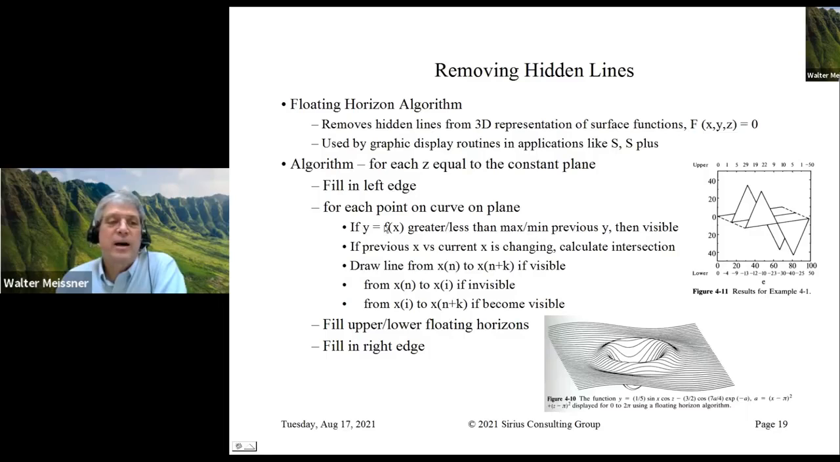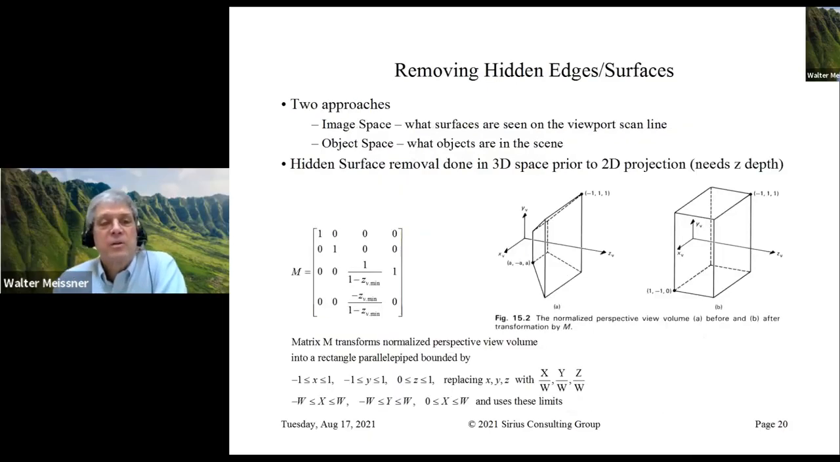Now, I'm not actually going to go through the algorithm. This is a very terse description of the algorithm. The actual algorithm in pseudocode is in one of the reference books, and it's like 2 pages long, so it's a little bit involved. So another thing about hidden edges and surfaces, there's 2 approaches. One is image space, the other is object space. So image space are what surfaces are seen on the viewport scan line, and object space is what objects are seen in the scene. So one way to do this is, let's say perspective transform was done, you would get maybe a trapezoidal volume, which represents what's in the scene, okay?